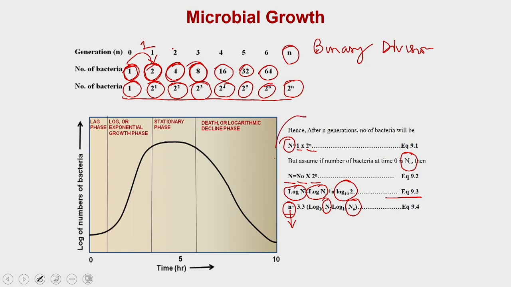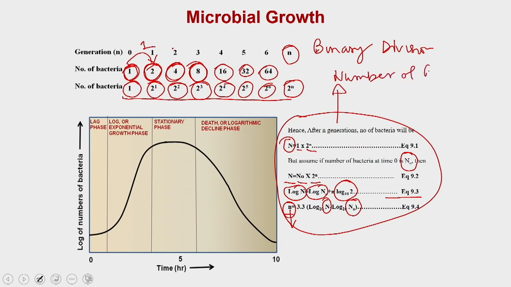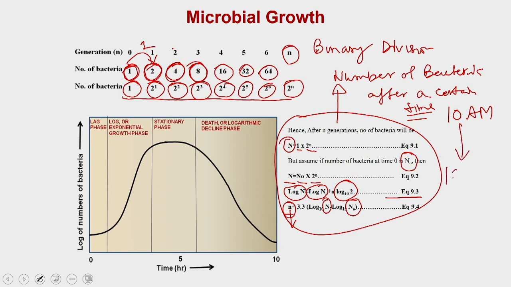What is the application of this particular kind of equation? It allows you to calculate the number of bacteria after a certain time. For example, if I have inoculated bacteria at 10 a.m. in the morning and I want to know how many bacteria will be there when I take out the media at 10 p.m., which means actually it is 12 hours.